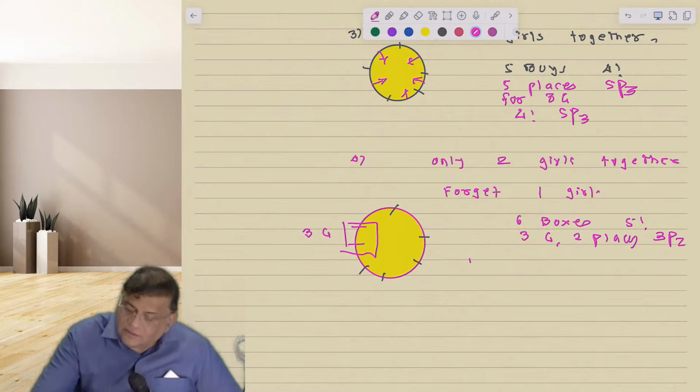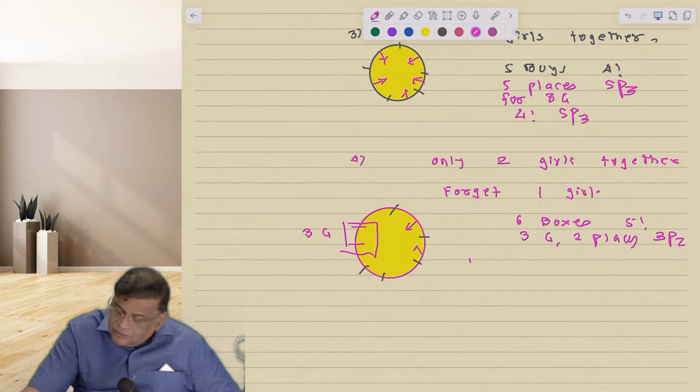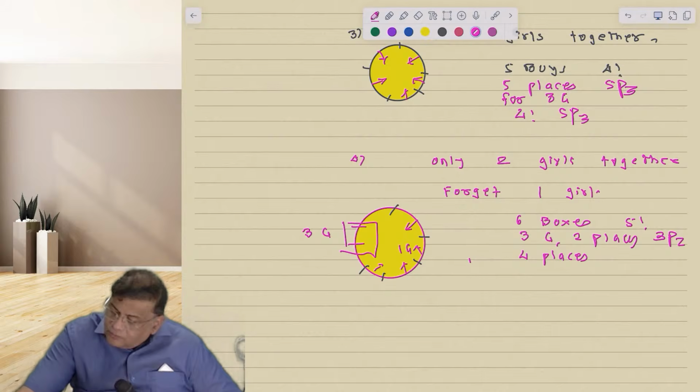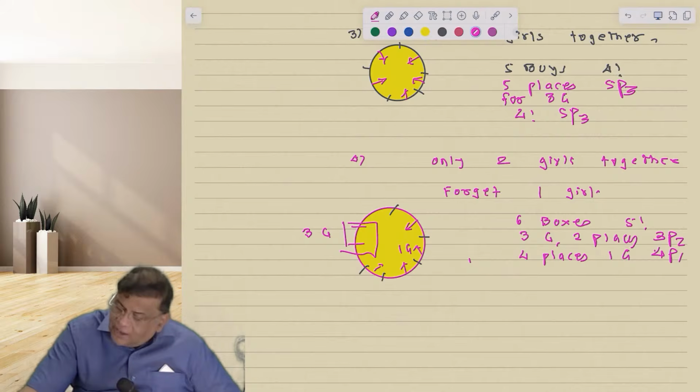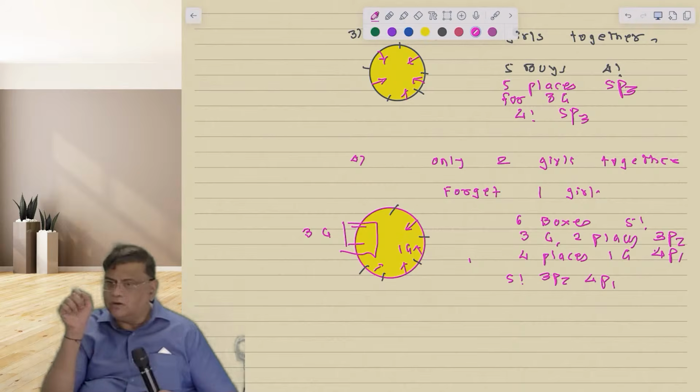That 1 girl should be between the boys. She should not be near the girls. And therefore between the boys, 1, 2, 3, 4 places for that 1 girl. And therefore 4 places for the 1 girl, it will be 4p1. And as such, the number is 5 factorial into 3p2 into 4p1. Very classical question.